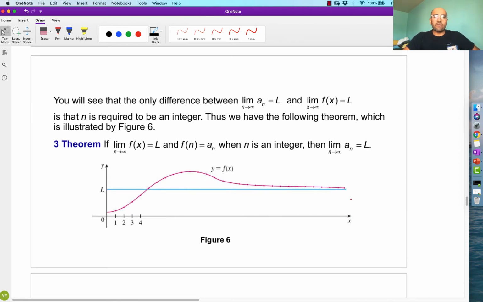So you will see that the only difference between the limit as n goes to infinity of a sub n equals L and the limit as x approaches infinity of f of x equals L is that n is required to be an integer. Thus, we have the following theorem, which is illustrated in this figure.